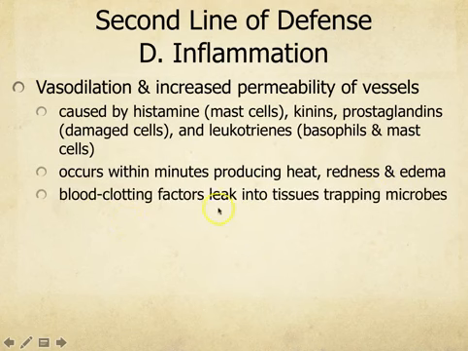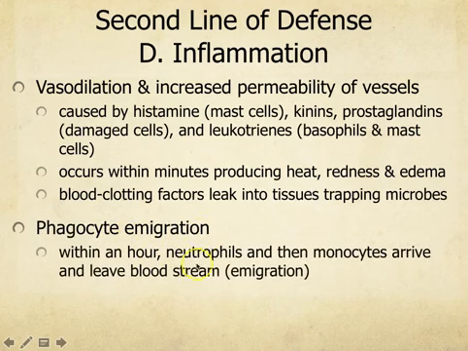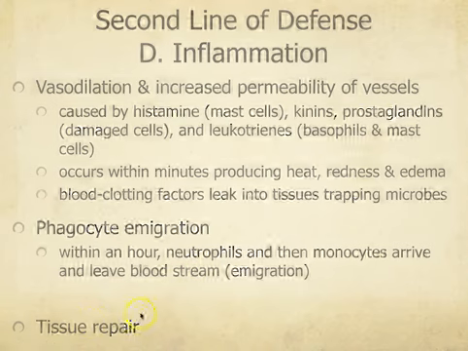Okay. Blood clotting factors will help trap the microbes. And then again, neutrophils and monocytes are going to get to that site, hopefully get a handle on any kind of foreign microbe, and then tissue repair can begin.